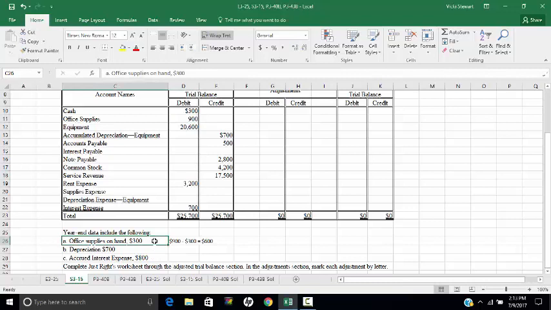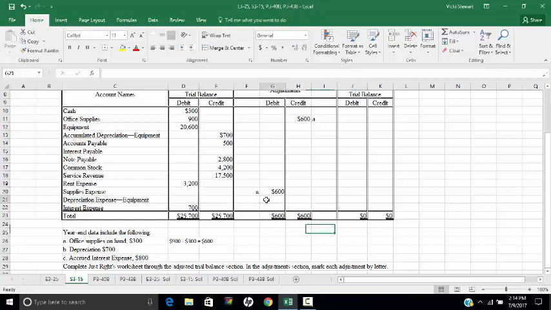If we only have $300 worth of supplies left, then that means that we used $600 of supplies during the year. So we need to debit supplies expense for $600, and we're going to need to credit office supplies for $600. And we're marking both sides with an A so that we can show the debit and the credit that go together.